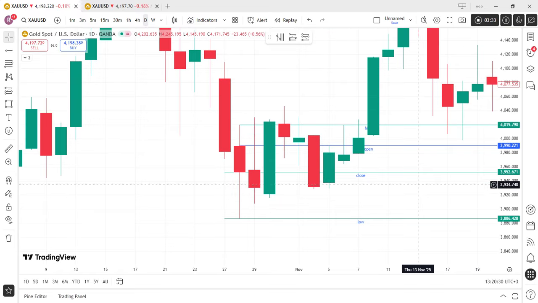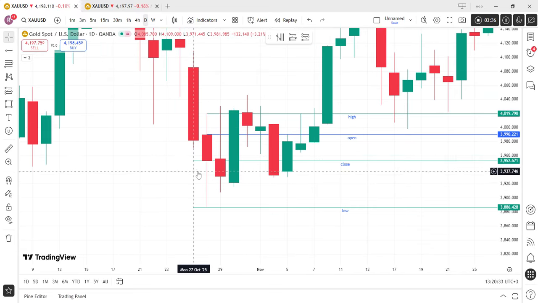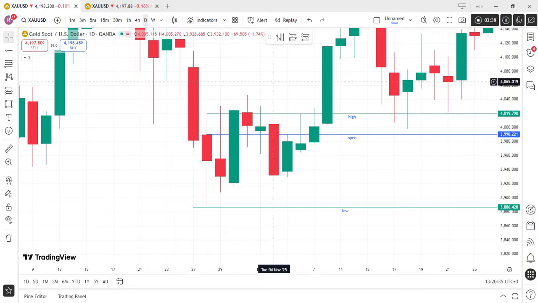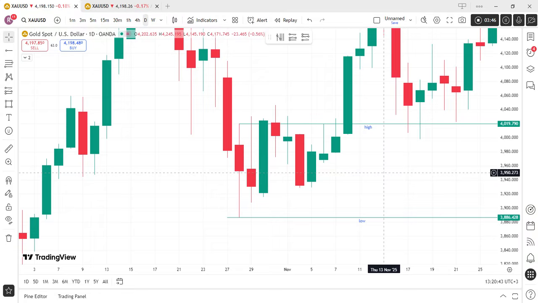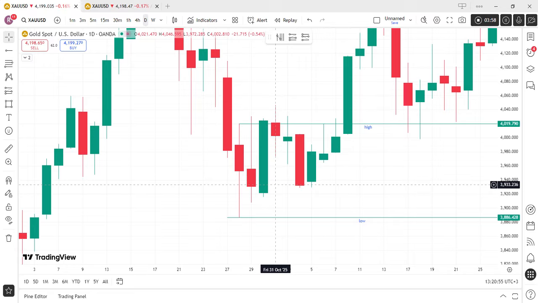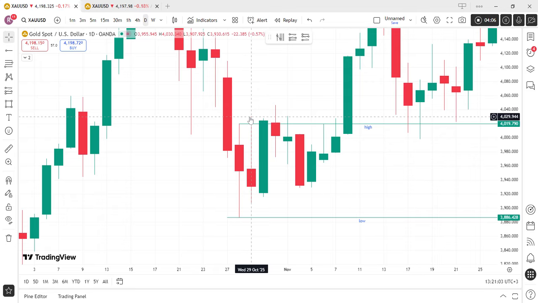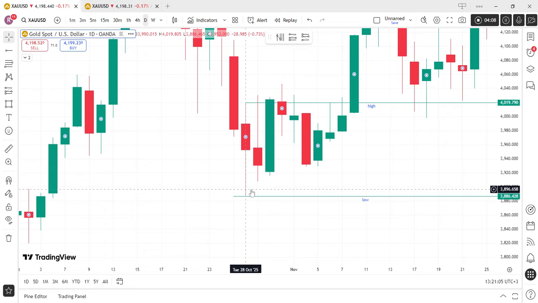I want you to ignore the open and close for right now. Just pay attention to the highs and the lows, so that you can understand market structure and also bias as well. Now, on a bullish market, we expect price to create higher highs. And on a bearish market, we expect price to create lower lows. Once you've marked the highs and the lows, anything above this high is a higher high. Anything below this low is a lower low.